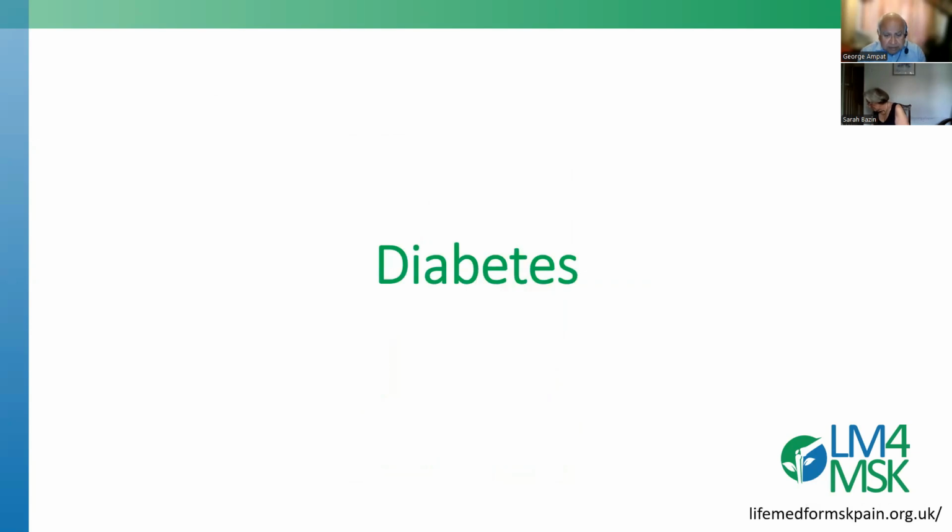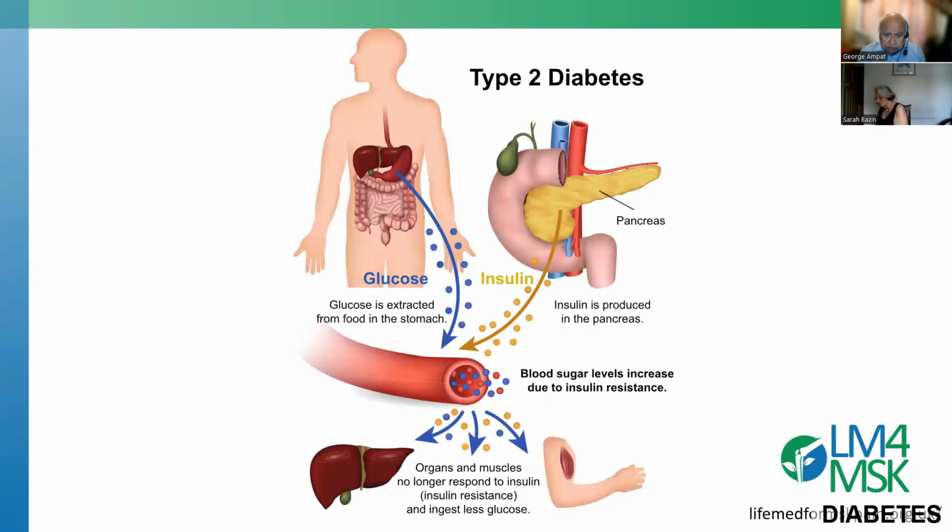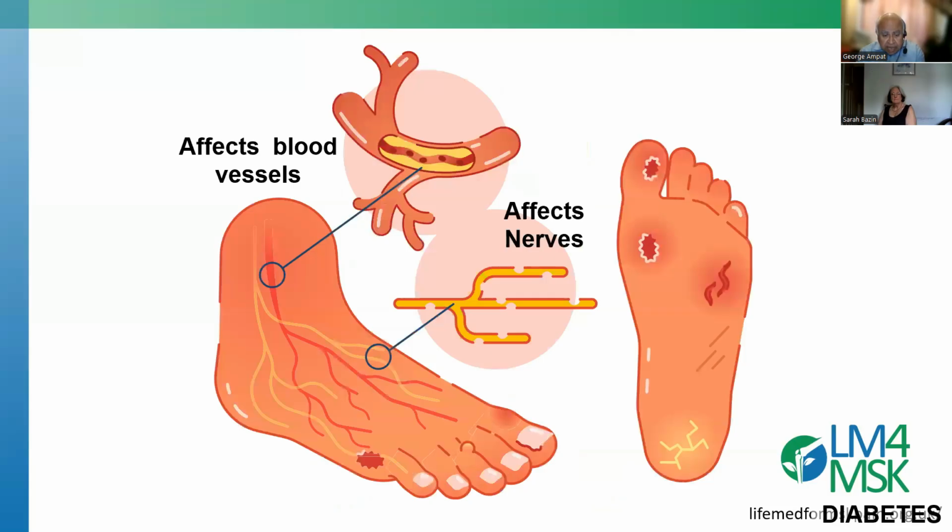Next is diabetes. That is a major problem. Now, we are talking mainly of type 2 diabetes. Type 2 diabetes is associated with insulin resistance. And unfortunately, the small vessels to the feet and to the hands are affected. When the small vessels are affected, the nerves are also affected. And we get neuropathy, which means there is no sensation.